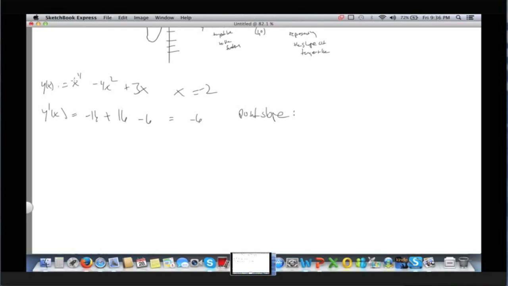I plugged it into the original function. What's the name of the original function? y of x equals x to the fourth minus 4x squared plus 5x. But you labeled it as y prime of x. So we need to do something that's consistent with our label. Notice that that's the same exact derivative we got before because we haven't changed the curve.